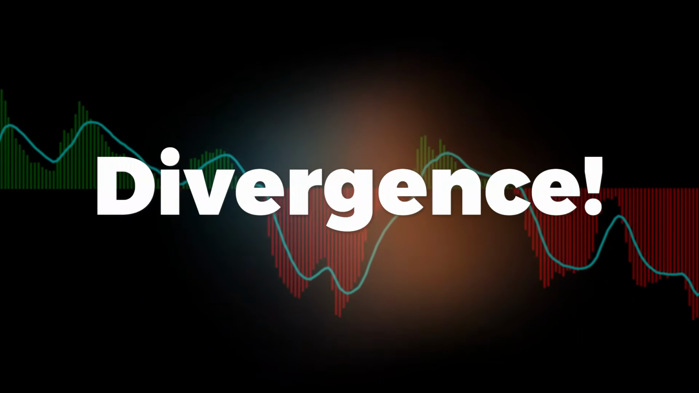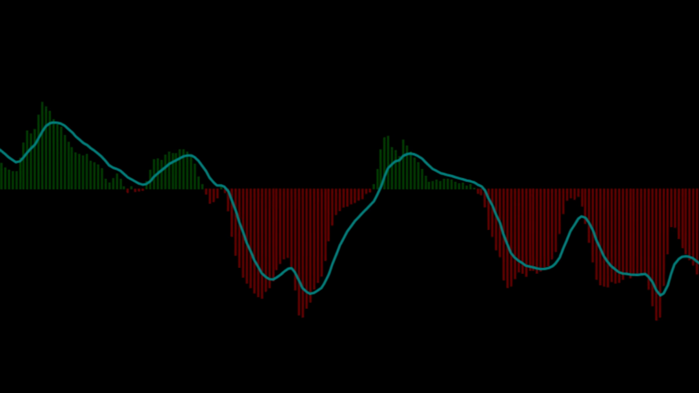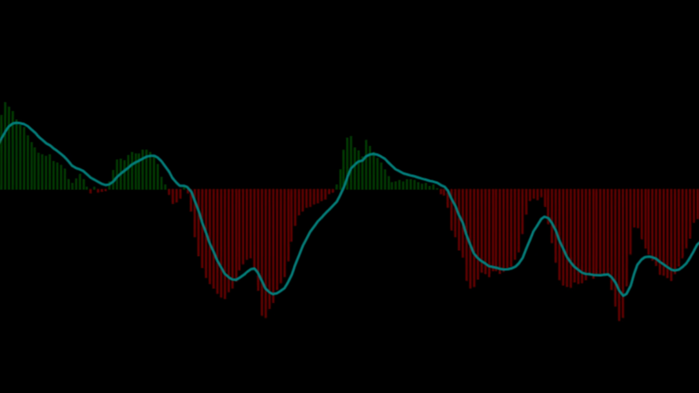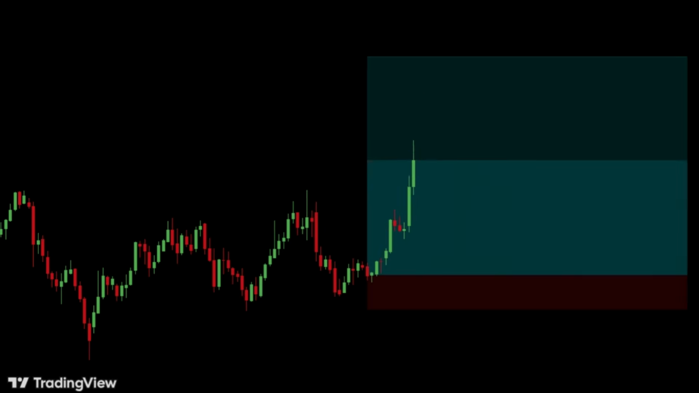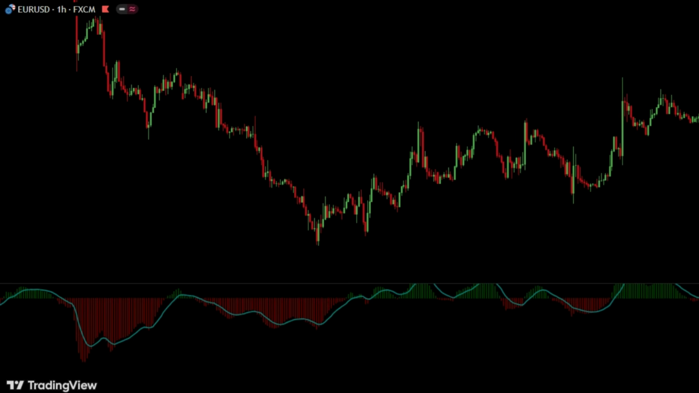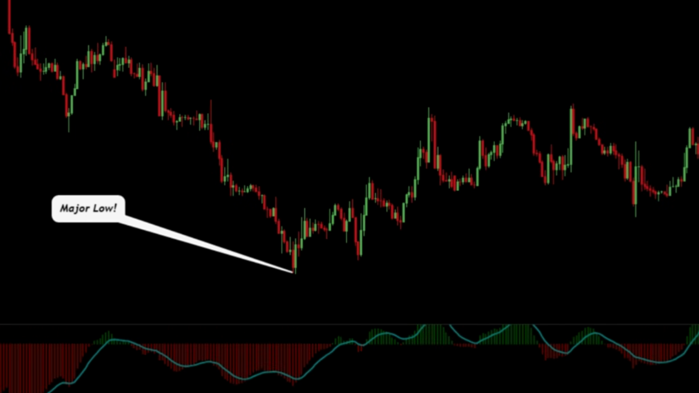Divergence occurs when the price and the indicator start telling two different stories, making it a common sign of trend exhaustion or a possible reversal. As you can see on this chart, the candles have reached a key level and formed a major low. In situations like this, traders naturally start looking for reversal opportunities.